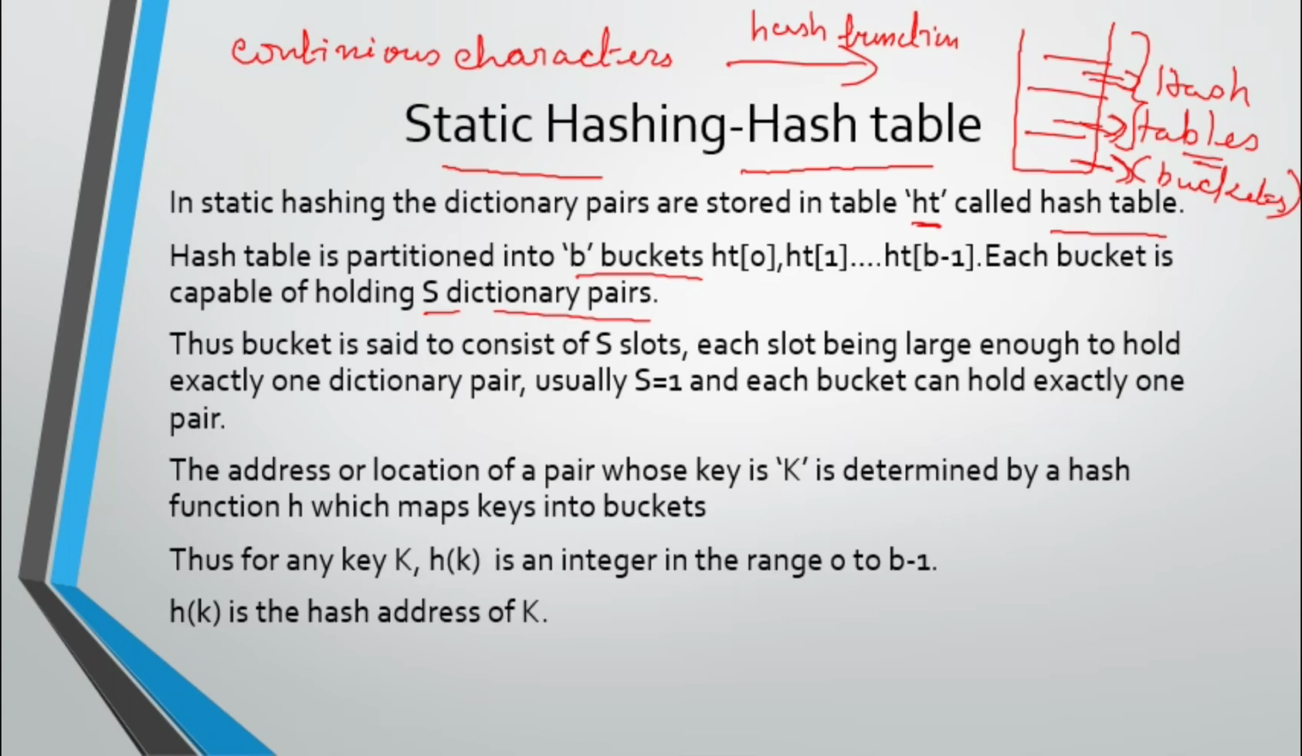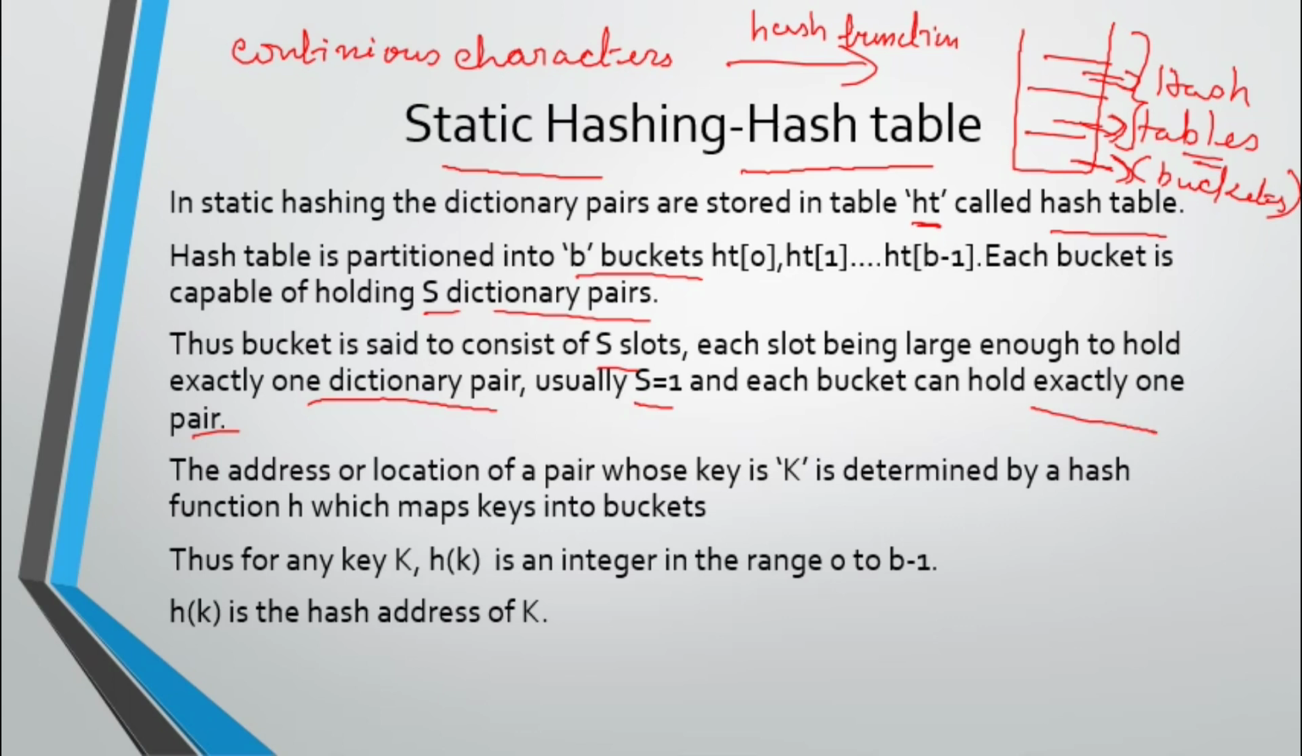Thus, a bucket is said to consist of s slots, each slot being large enough to hold exactly one dictionary pair. So I told you it can store only one pair. Usually s is equal to 1, and each bucket can hold exactly one pair. So it can hold only one pair, and that is the main advantage when we use hashing.